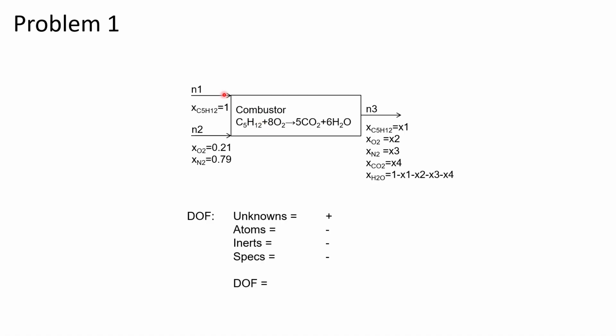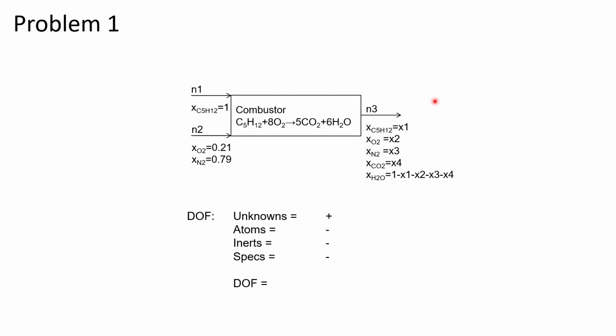Now let's label the streams that come in. I'll label the 2 streams that come in. One is our hydrocarbon fuel. It's pure pentane, so the mole fraction of pentane is 1. And we don't know its flow rate yet. We also have some amount of air. We don't know its flow rate, so it's labeled as N2. And we know the composition of air is 21% oxygen and 79% nitrogen.